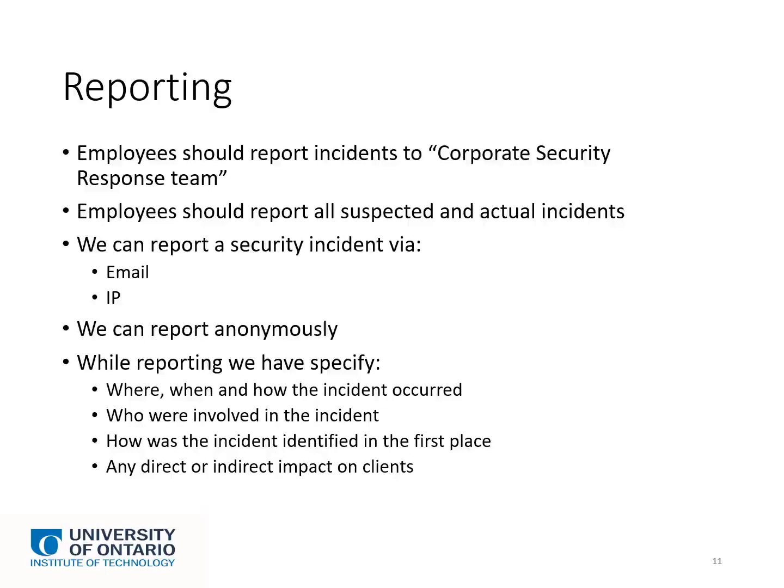After classifying it as a security incident, we have to report that incident. In my organization, the incident can be reported to a separate team, the corporate security response team. Employees have to report suspected and actual incidents, and they can report using email or via IP phone. Employees can report anonymously without specifying their identity. While reporting to the response team, they have to report where, when and how the incident occurred, who was involved, how the incident was identified in the first place, and whether any direct or indirect impact on the client has occurred. So they have to cover all of these four categories in the reporting message.